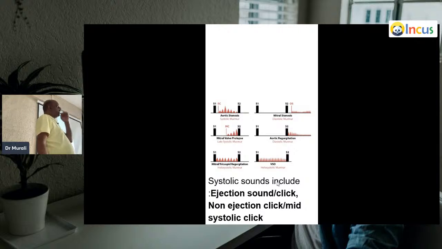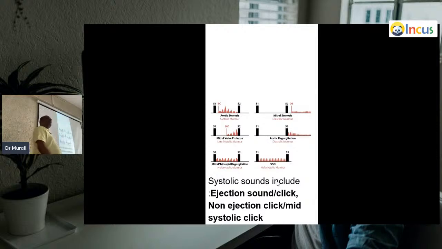If the aortic stenosis is valvular, not subvalvular or supravalvular, only then do you hear the click. That is the importance of the click. So the ejection click is a systolic sound. Understand? Then in the middle of the systole you get the click, in mitral valve collapse.